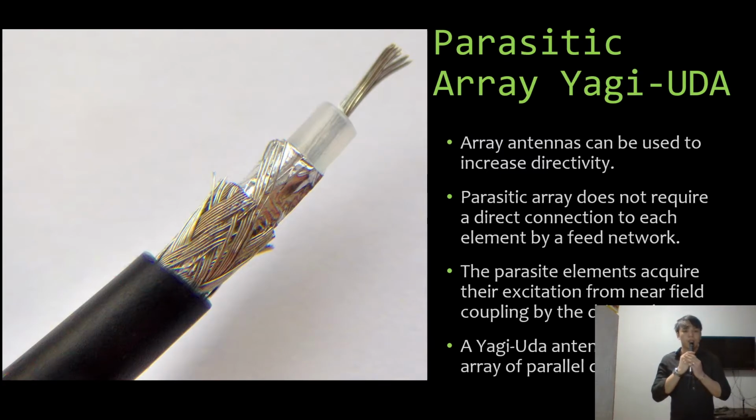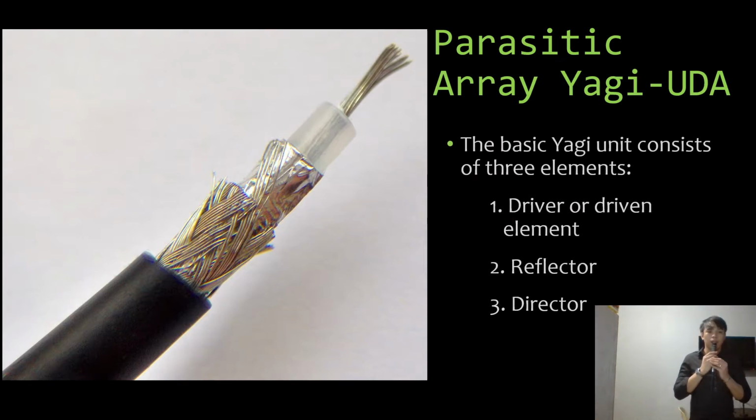So, the parasitic array Yagi-Uda. Array antennas can be used to increase directivity, and a parasitic array does not require a direct connection to each element by a feed network. The parasitic elements acquire their excitation from near field coupling by a driven element. A Yagi-Uda antenna is a great example of a linear array of parallel dipoles.